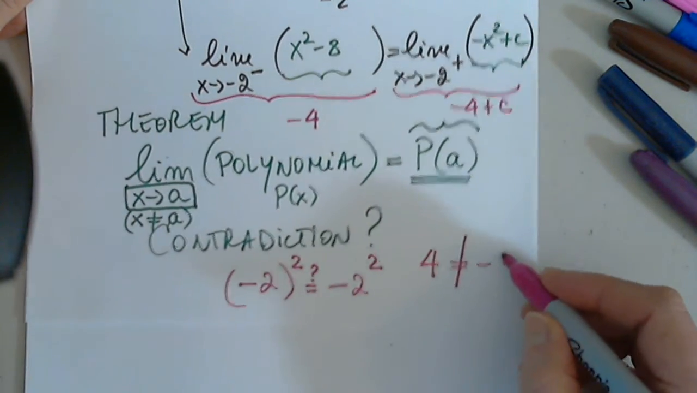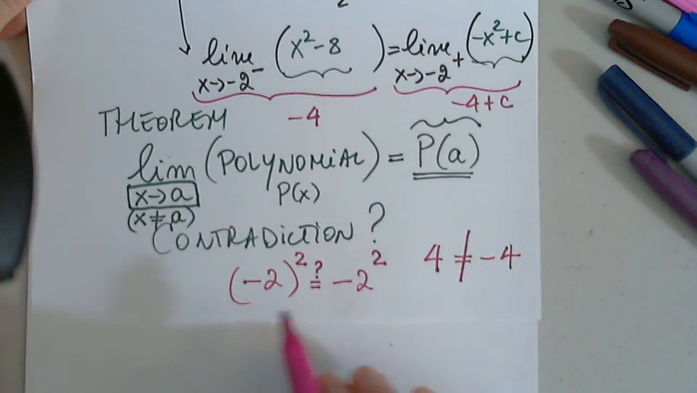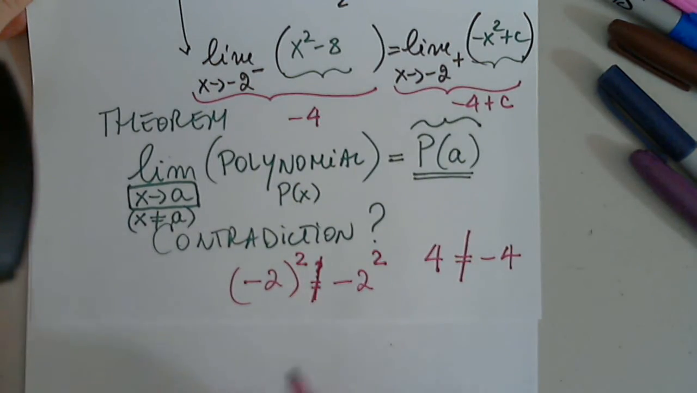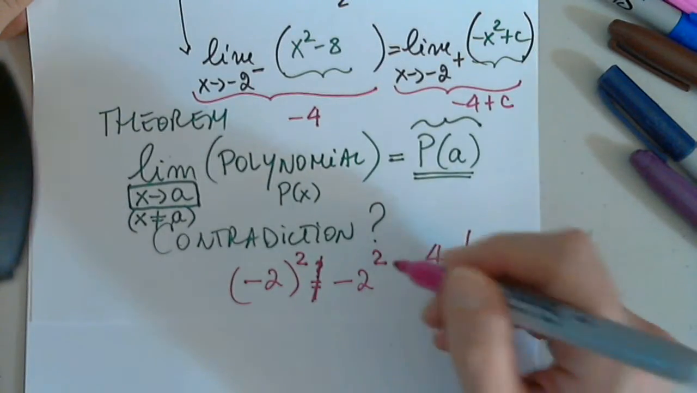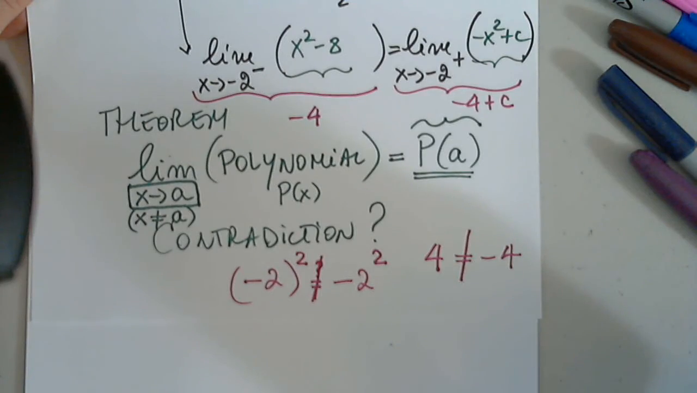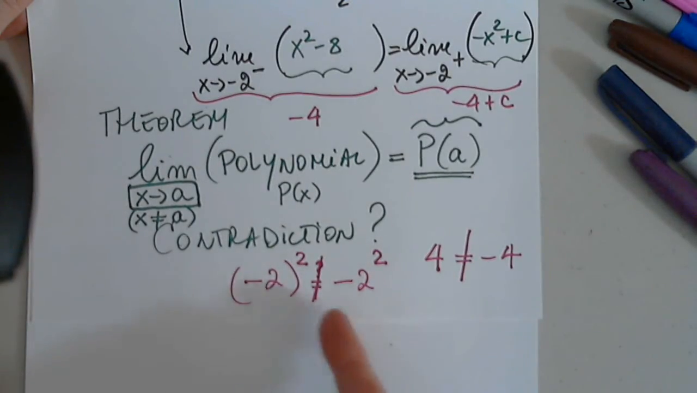Negative 4. So these two are not equal to each other. Please remember that. Here you're not squaring negative 2; here we are squaring negative 2. Here we're not. By the order of operations, I have to square 2 and then multiply by negative 1 in front. So understand the difference between the two.